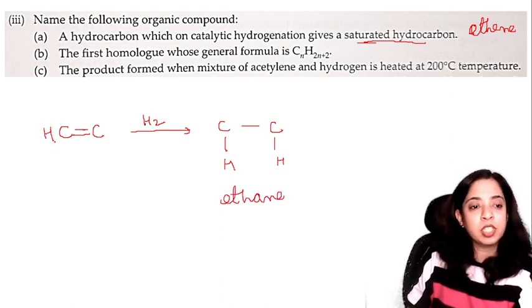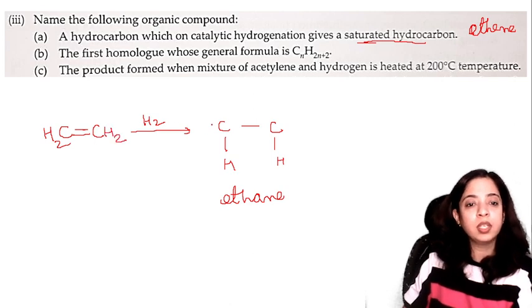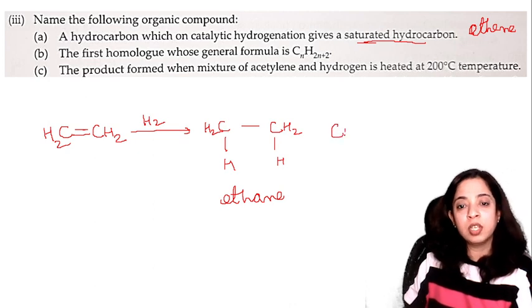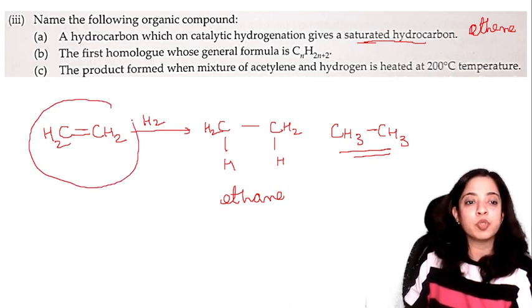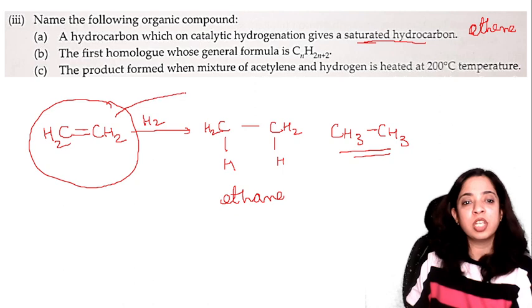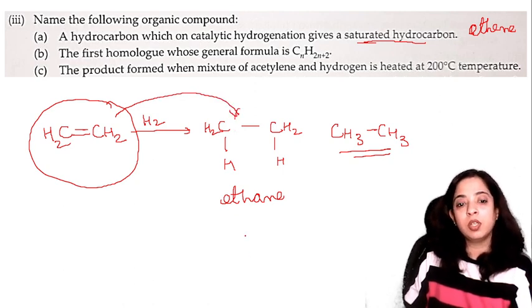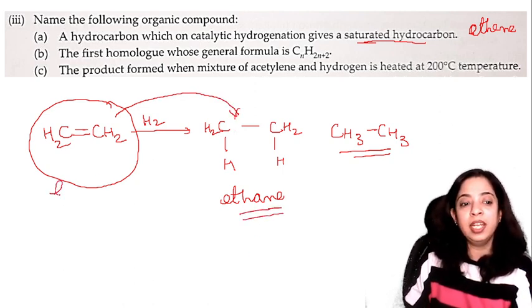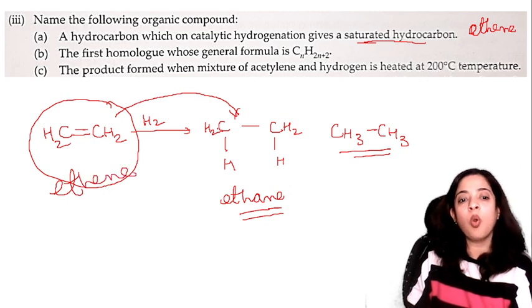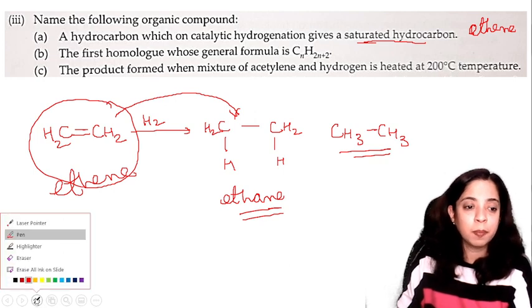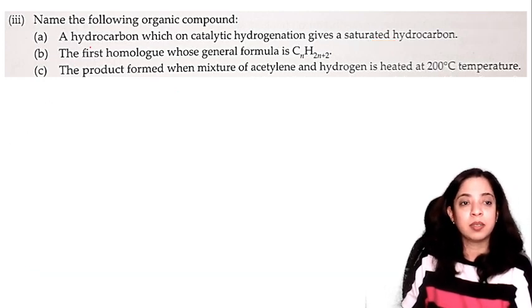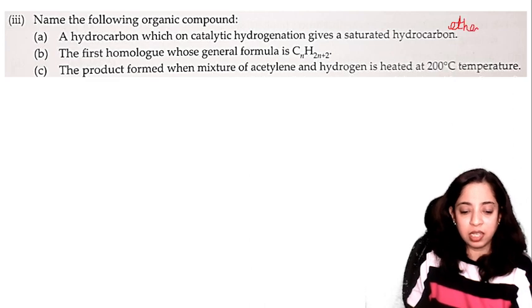See here, there will be CH2, CH2, right? So CH2, CH2 was already there, and this H and H have joined. So it is basically CH3, CH3. But the question asked for a hydrocarbon which on catalytic hydrogenation gives a saturated hydrocarbon. So we don't have to write ethane, we have to write ethene, because ethene on catalytic hydrogenation gave us this. Is that clear? Okay, next. So the answer here is ethene.